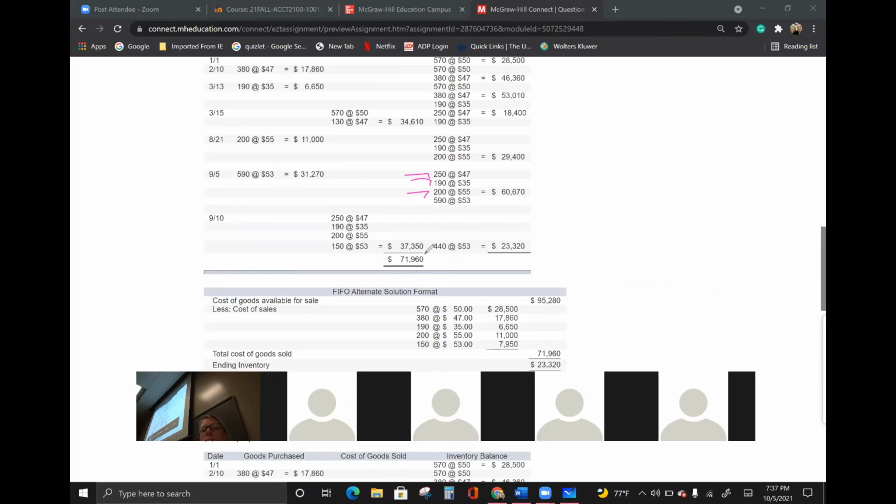Okay. So this is what I have left, 440 out of my 590 batch, because I just sold 150 of them. So this is my ending inventory.